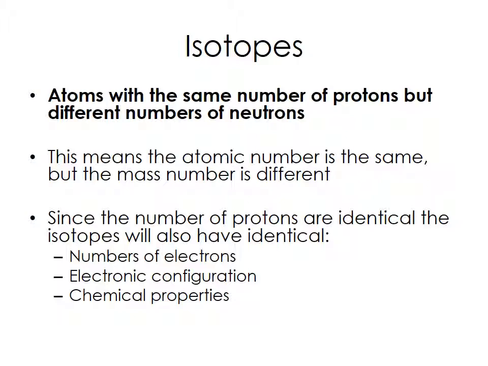The next thing you need to know about is isotopes. Isotopes you'll have met at GCSE. They are atoms with the same number of protons but a different number of neutrons. This means the atomic number is the same, but the mass number is different. Because the number of protons is identical, isotopes will also have identical numbers of electrons, which means they have the same electronic configuration, which means they have the same chemical properties. This is quite a common exam question that isn't particularly well answered, so make sure you understand that isotopes will have identical chemical properties because they have the same number of electrons and the same electron configuration.